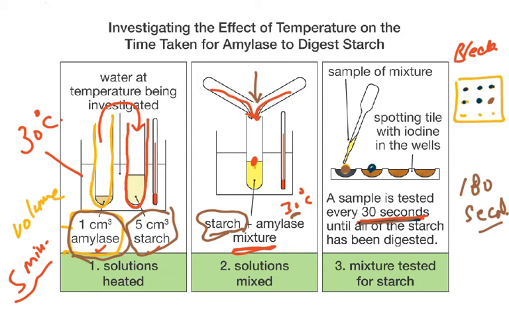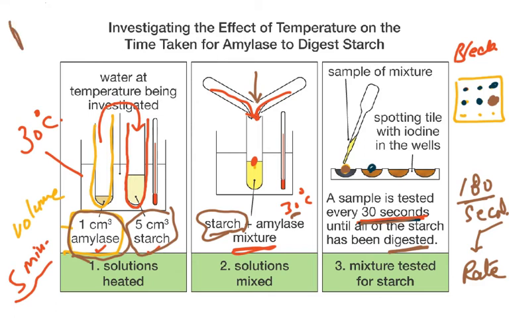And then after another 30 seconds you take a sample and mix it and it is blue black. And then you mix it again and it is blue black, and then again after 30 seconds. So 30 seconds, 30 seconds. And then the last time it was brown here. So it took 180 seconds to digest all the starch. So this will be the rate of enzyme activity. Please remember, rate is always one over time. So this was the rate of enzyme activity.